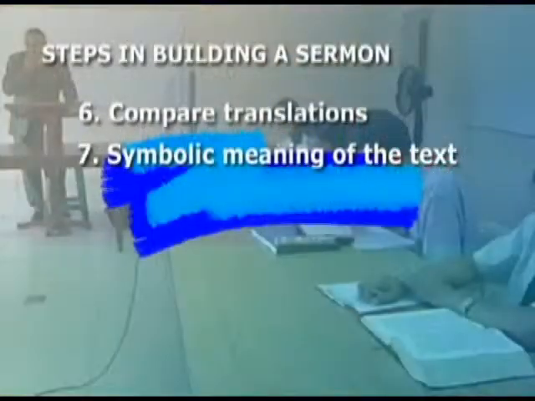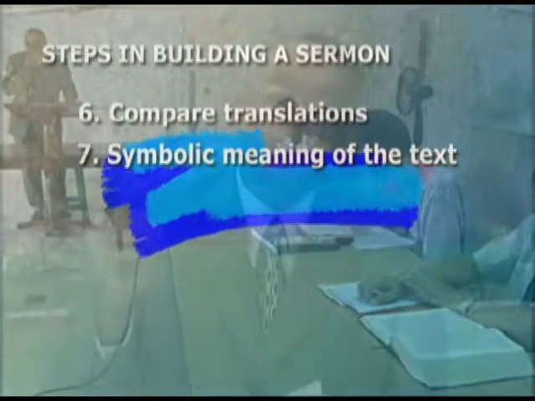A 7th thing that we want you to do is to find the symbolic meaning. For example, in the story of blind Bartimaeus, he was not only physically blind, but he was spiritually blind. That is the symbol. We draw that out from the text. In narrative preaching you need to draw out the symbolic meaning right from the text, and that would add to your sermon. We call that the secondary meaning.